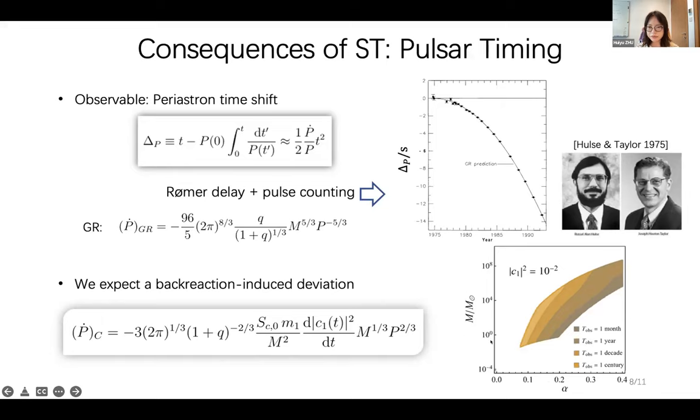M here is the black hole mass. And for different observation times, within 1 month to 1 century. And here we suppose the initial occupation is 10 to the minus 2. And we will have this parameter region. And if we consider a more dilute case like 10 to the minus 6, then we cannot see it within 1 month and 1 year anymore. So the parameter region will shrink if we have a more dilute cloud.